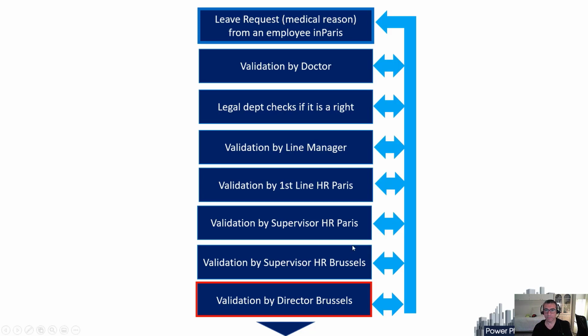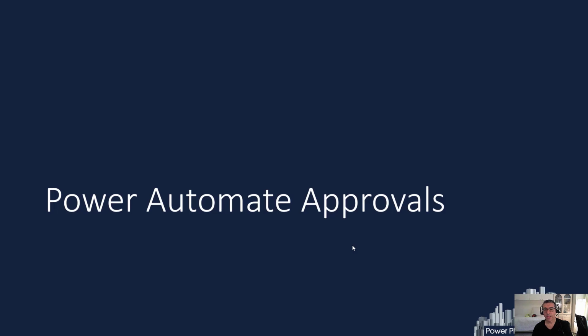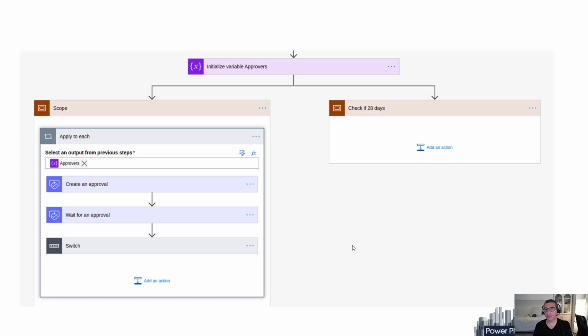So there are many other requirements, but first we need to talk a little bit about the Power Automate Approval. Let's say you have a list of approvers and you define this list, for instance, in an array variable. You can create an apply to each, and in the apply to each, you can create an approval, use the create approval action, and use the wait for an approval, right?